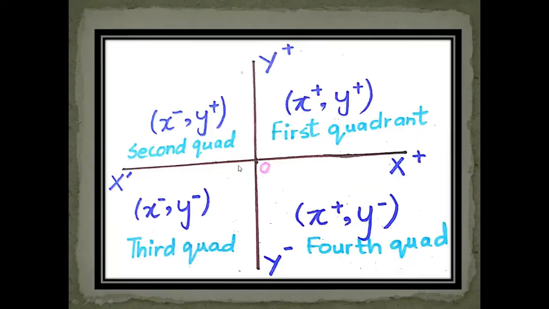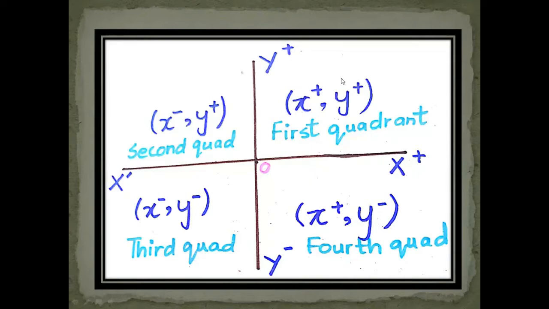I have another picture to show you. This horizontal line is the x-axis, this is the y-axis. In an ordered pair, first we write the x component, then we write the y component. The point where both axes intersect is called the origin. This is x positive, this is x negative, this is y positive, this is y negative.